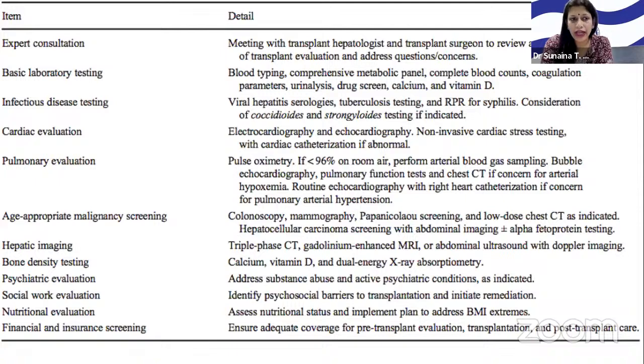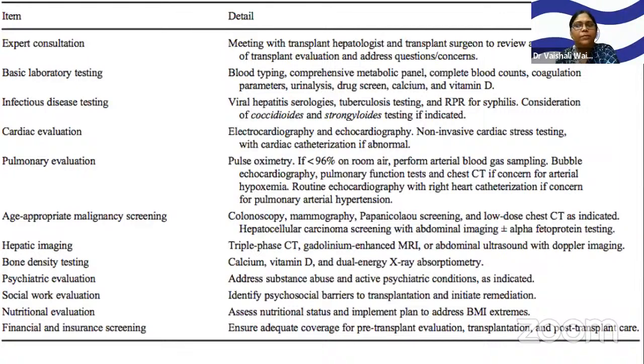Okay, what about the pulmonary evaluation? What things will you do? For pulmonary evaluation, we do chest X-ray and lung ultrasound, pulmonary function tests have to be done, and CT chest.